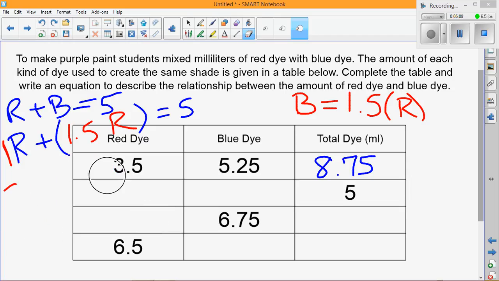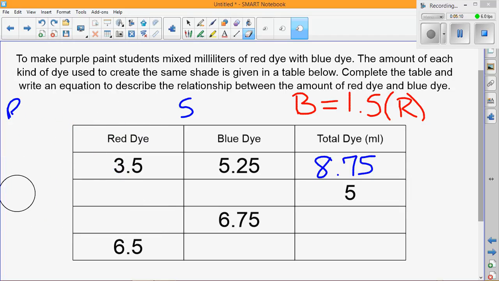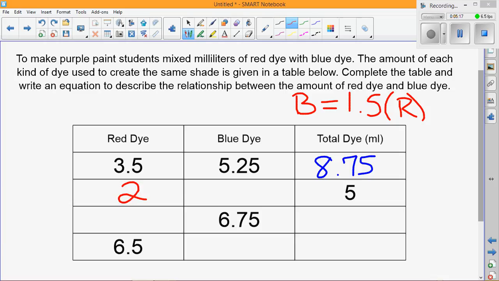So we can say that there's 2 red dye, and there should be 2 times 1.5, which is 3, to give me 5.